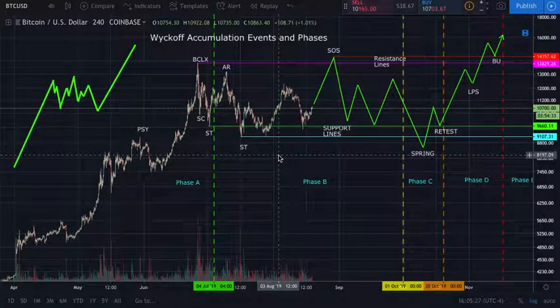That being said, let's get started with the Wyckoff accumulation and events phases.